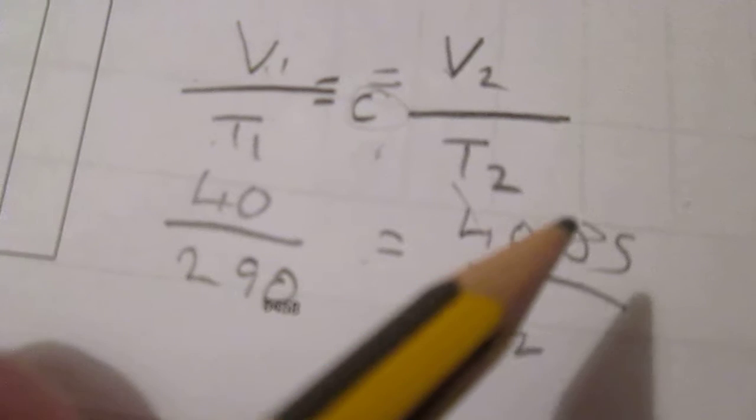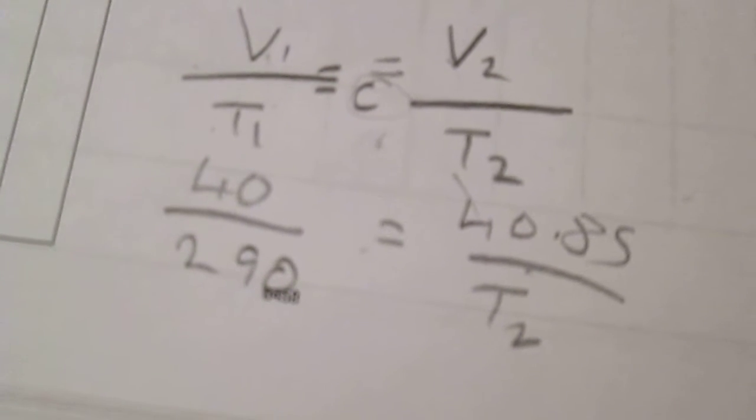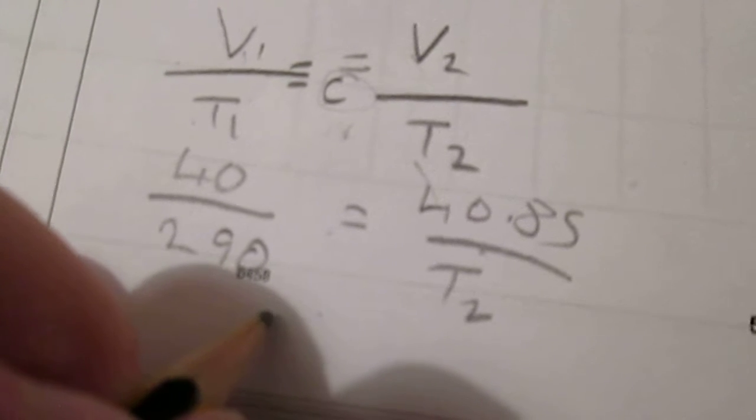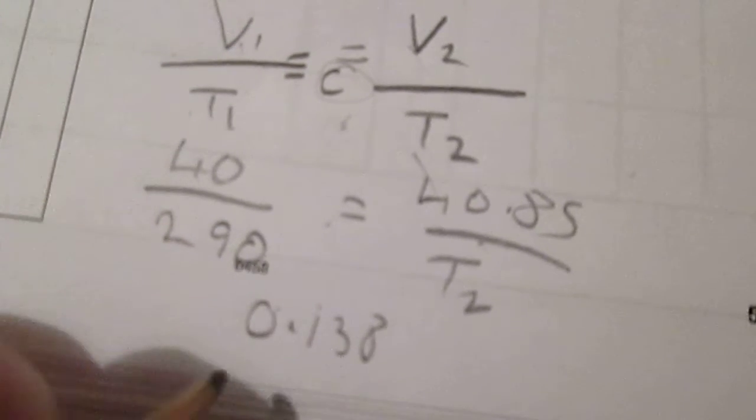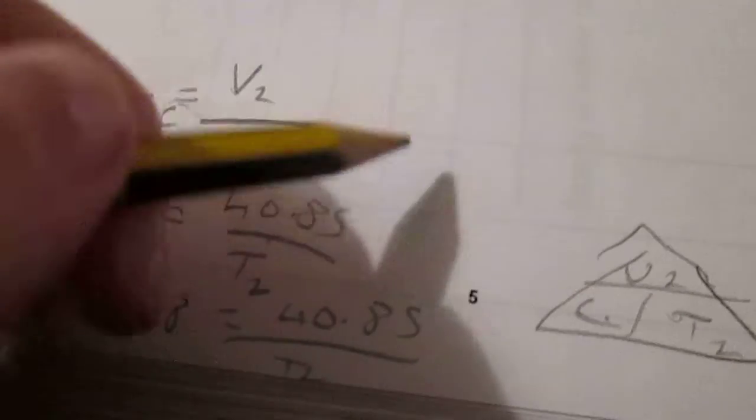Sometimes people can really confuse themselves when rearranging the equations, so what I like to do is find this constant first and then use it for the second part. When I do 40 divided by 290, I get my constant, C, equal to 0.138, say. That's now equal to 40.85 divided by T2. If C is equal to V2 over T2, then T2 is equal to V2 divided by C.